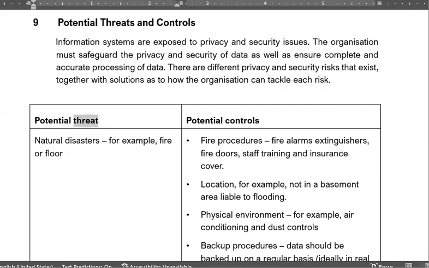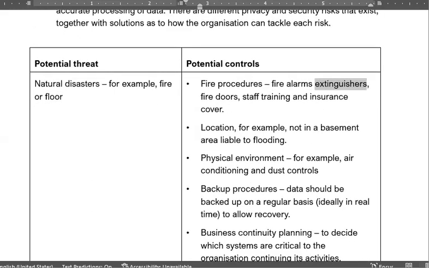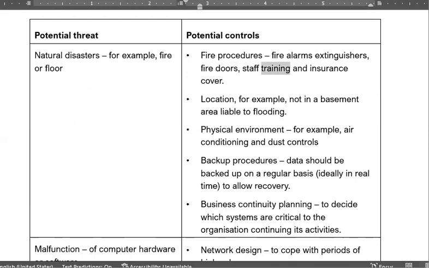Potential threat. Potential controls. Natural disasters, for example, fire or flood. Controls include fire procedures, fire alarms, extinguishers, fire doors, staff training, and insurance cover.